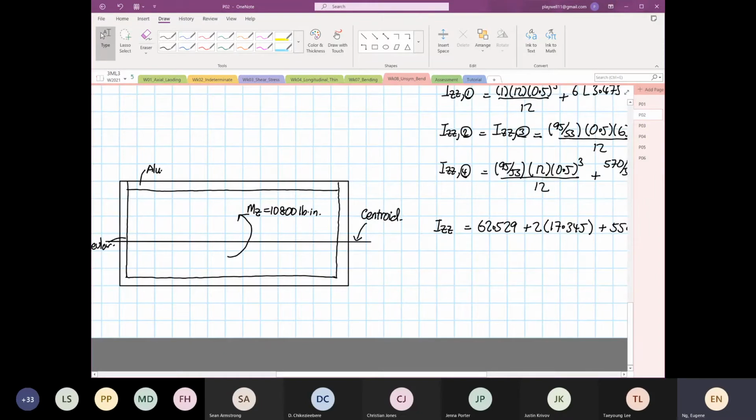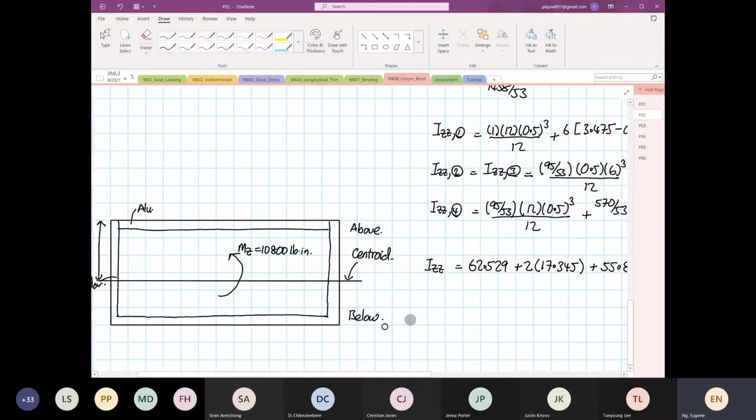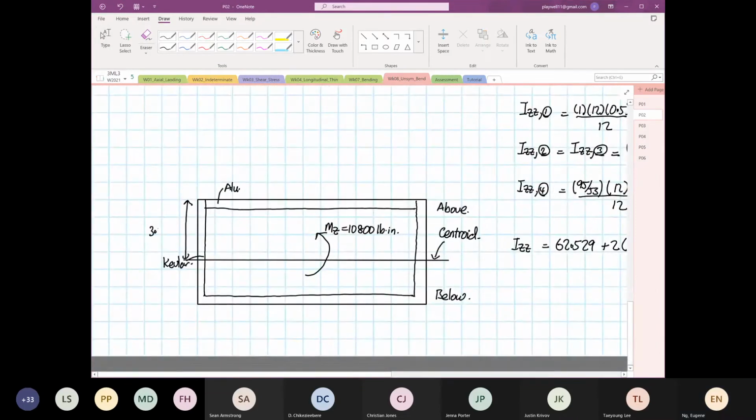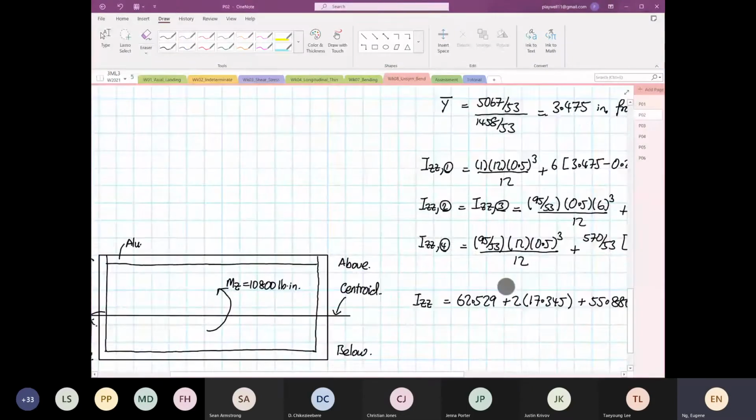So this is above the centroid, and this is below the centroid. Based on this analysis, we know that the distance from here to here is equal to 3.475, and then the distance from here to here is equal to 2.525.